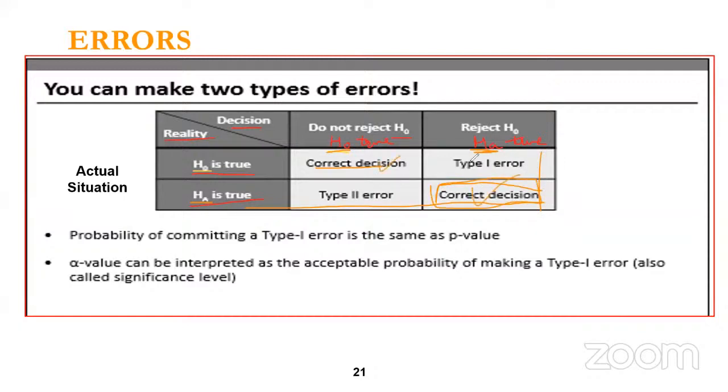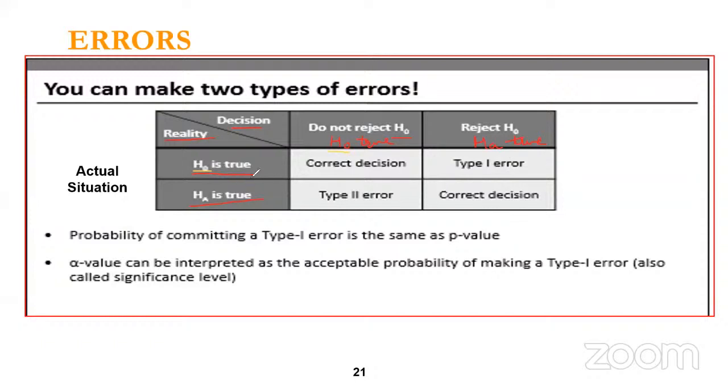Okay. Apart from that, the non-diagonal values. So always the diagonal values are the scenarios of correct decisions made. Non-diagonal values are always going to be the scenarios of wrong decisions made. What type of wrong decisions? Type 1 error and type 2 error.